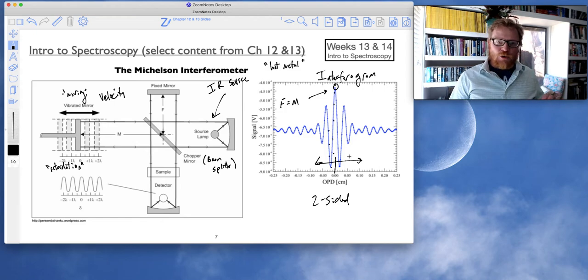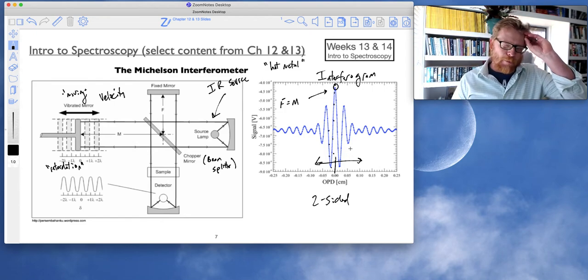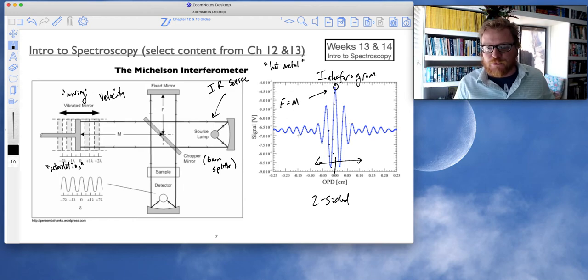When I was an undergrad, I used to think that process was just like magic. How you go from this figure into an IR spectrum, it's kind of amazing. It's what we're going to be doing in our Spec 3 assignment. So that should be very cool.